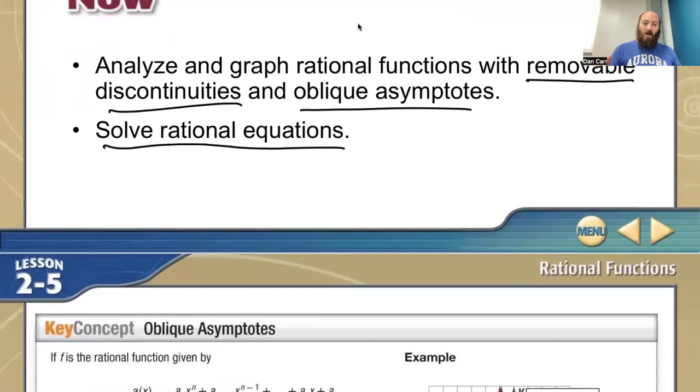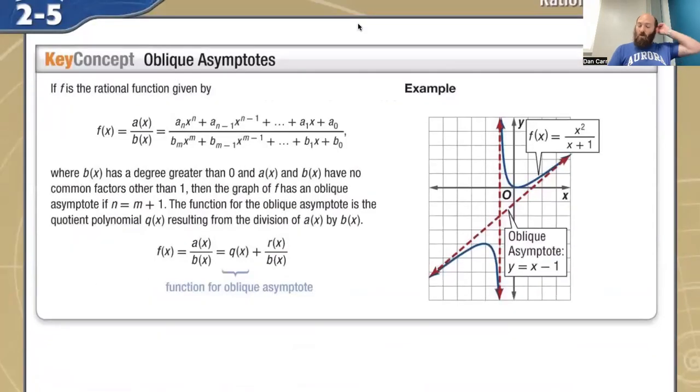So let's take a look at what we mean by an oblique asymptote. An oblique asymptote is going to look like this. Instead of having end behaviors going horizontally, it's going to be on a line like this. That line is a linear function. So, a key part about this: if I look at a rational function, my b of x has a degree greater than 0, and a of x and b of x have no common factors other than 1, then the graph has an oblique asymptote if the degree is exactly one more in my numerator.